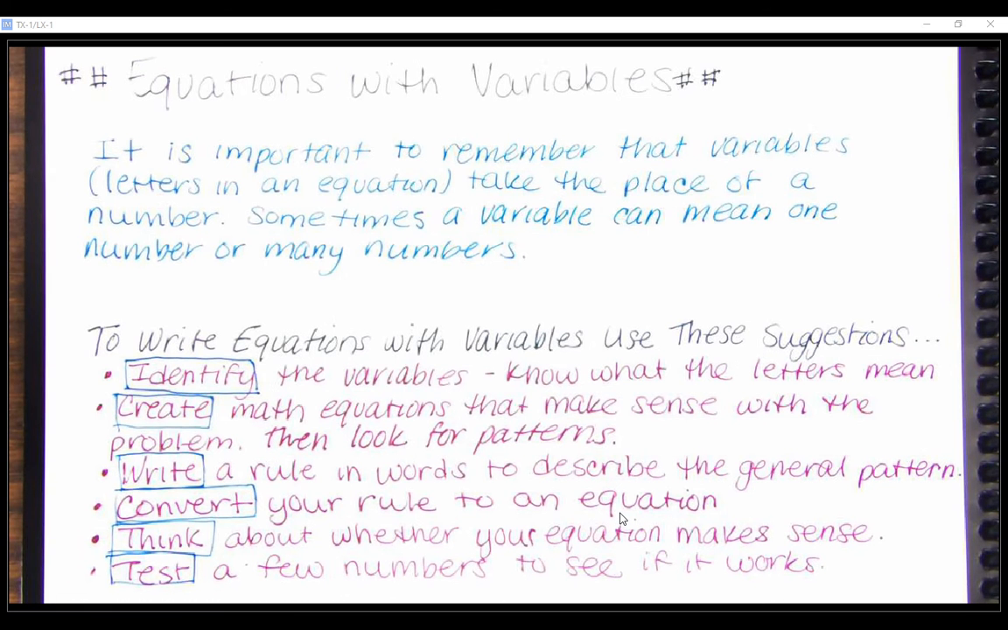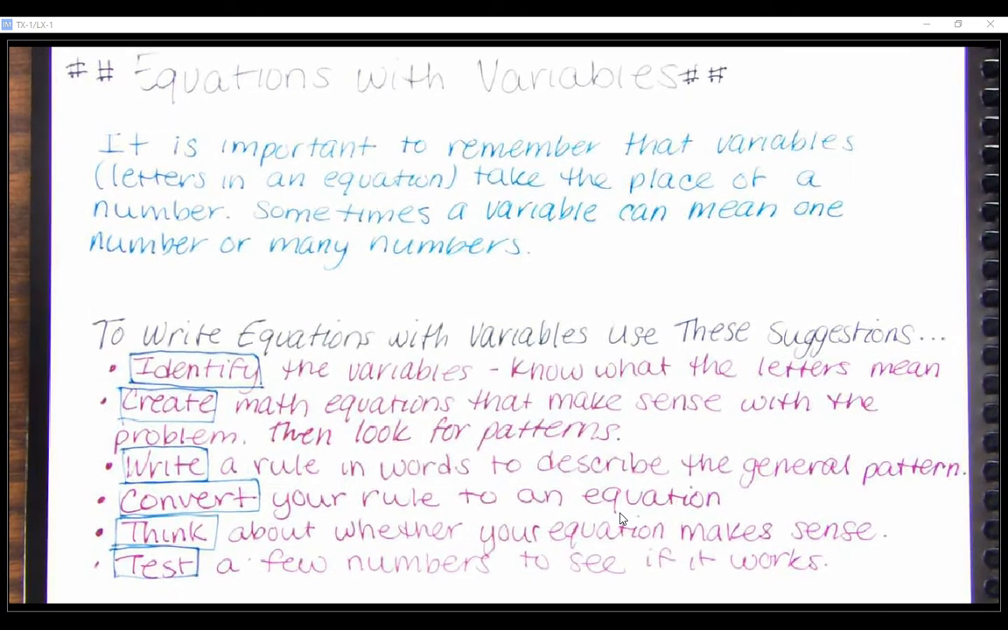Hey everyone, today we're going to be starting to talk a little bit more about algebra, particularly talking about equations with variables. So, just to remind you, variables are letters in the equation that take the place of a number. Sometimes a variable can mean one number or it can mean a lot of numbers. So, once you understand what a variable is, then I would encourage you to think of it as a mystery. You're solving that case of what does that variable equal. That's why I like this so much, because I love mysteries, and hopefully that is something that you can see the fun in.